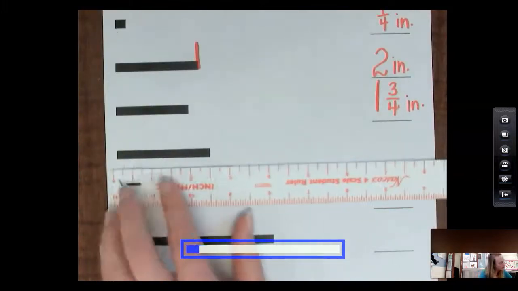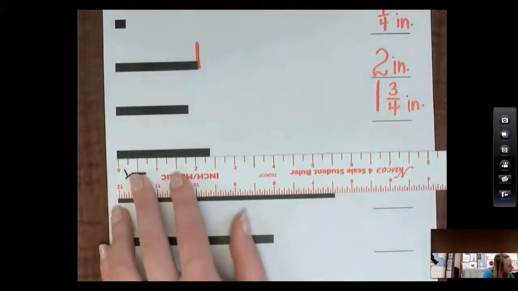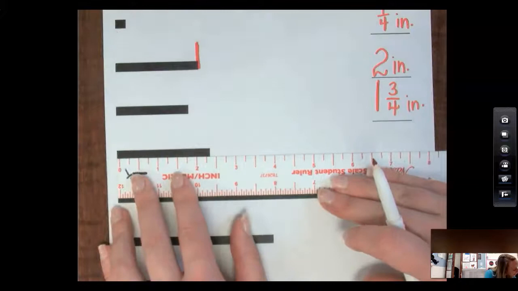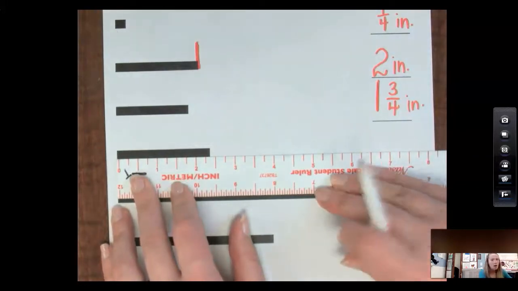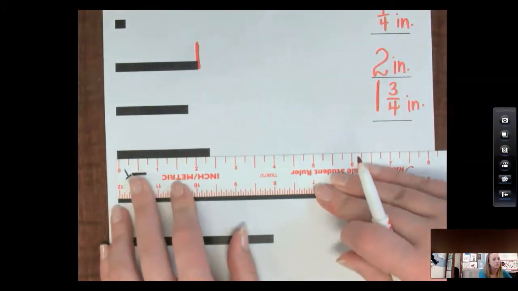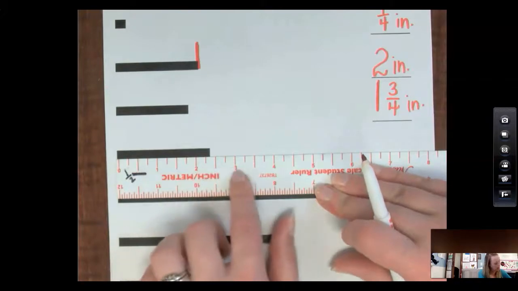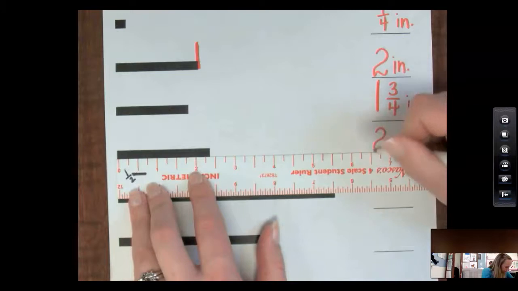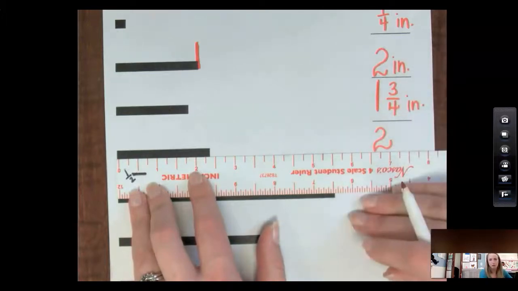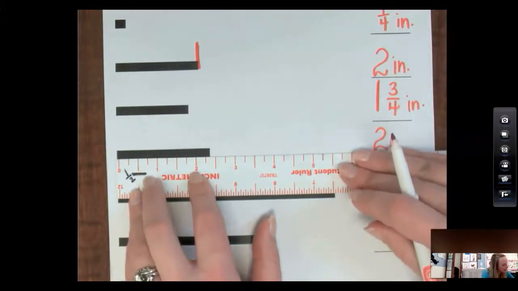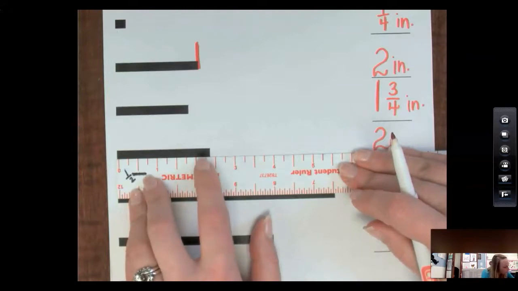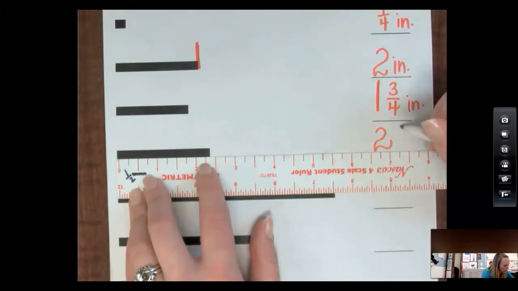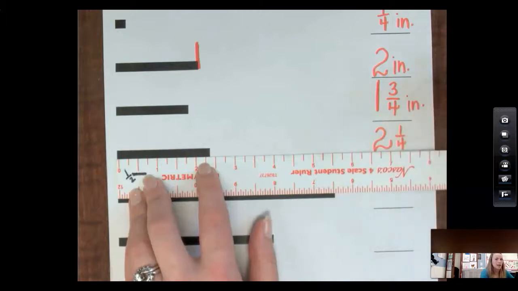All right, let's try our next one. Oh, I wish these were hitting on there a little bit better, but that's okay. All right, what's our big number? So it's in between the 2 and the 3. So what's our big number? Our big number is 2. All right, let's see here. You ready? 1/4. I would say it's a 1/4. So it's 2 and a 1/4. And then write the word inch.